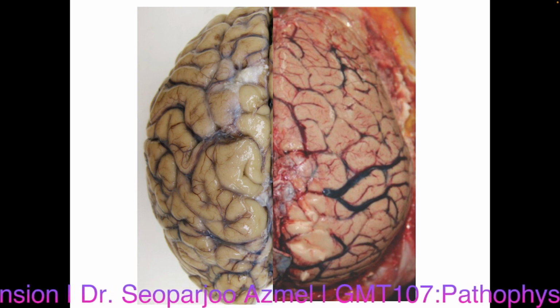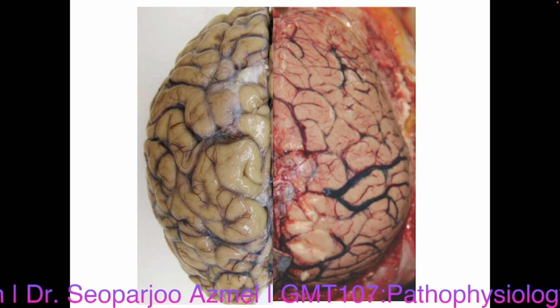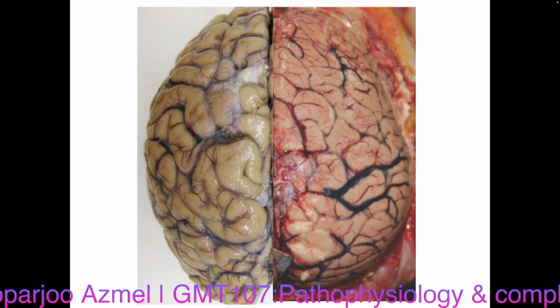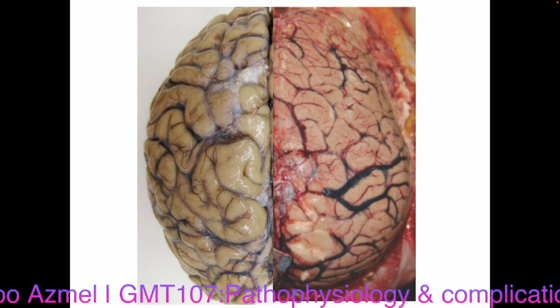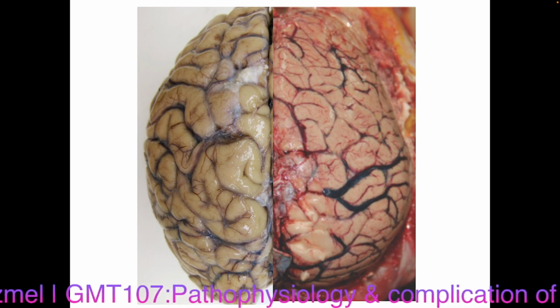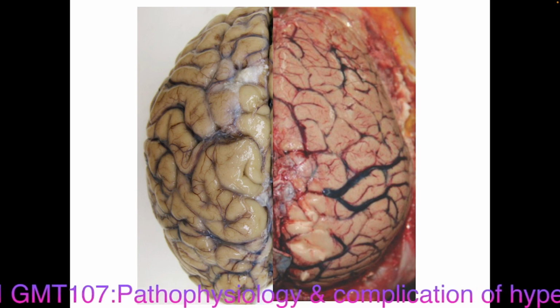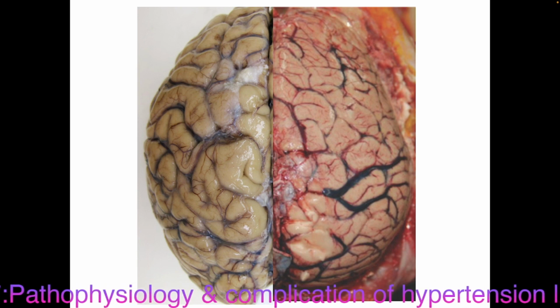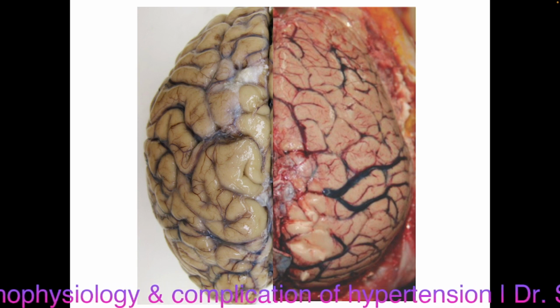On the right side, where the brain has undergone hypertensive encephalopathy, what happens is the outer part of the brain becomes smooth, and you cannot differentiate between the sulcus and gyrus anymore. This is because the brain becomes edematous.